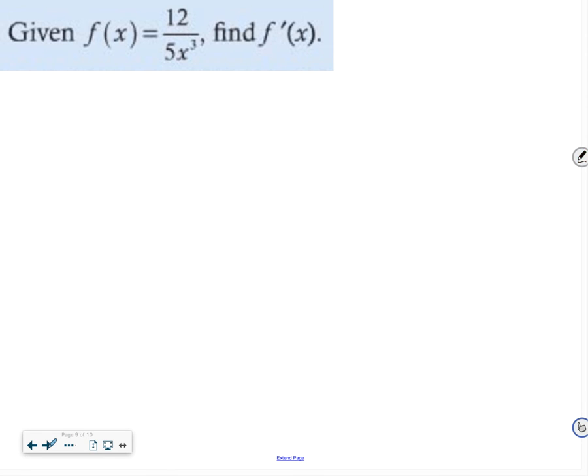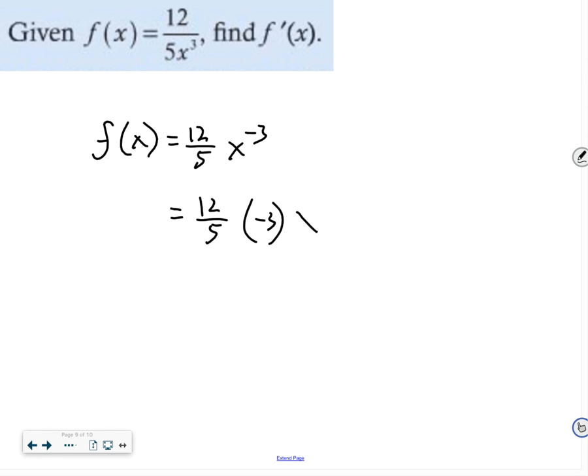Okay, and our last problem here. Similar idea of division. So I'm going to rewrite f of x now without my x in the denominator. I have 12 fifths, that's just my coefficient in front, and I have x to the negative third. So I have 12 fifths times negative 3, and that's x to the negative 3 minus 1. Well, this is going to be negative 36 over 5, and I get x to the minus 4th.